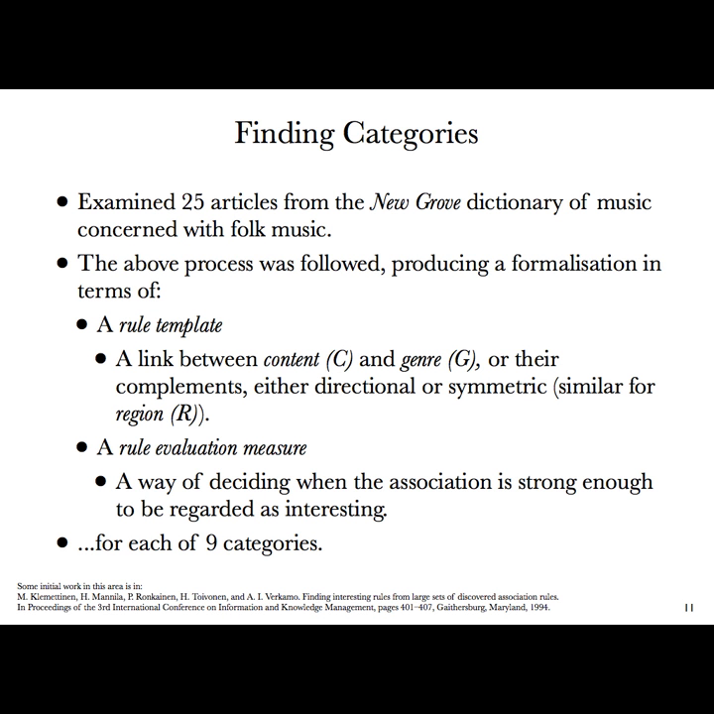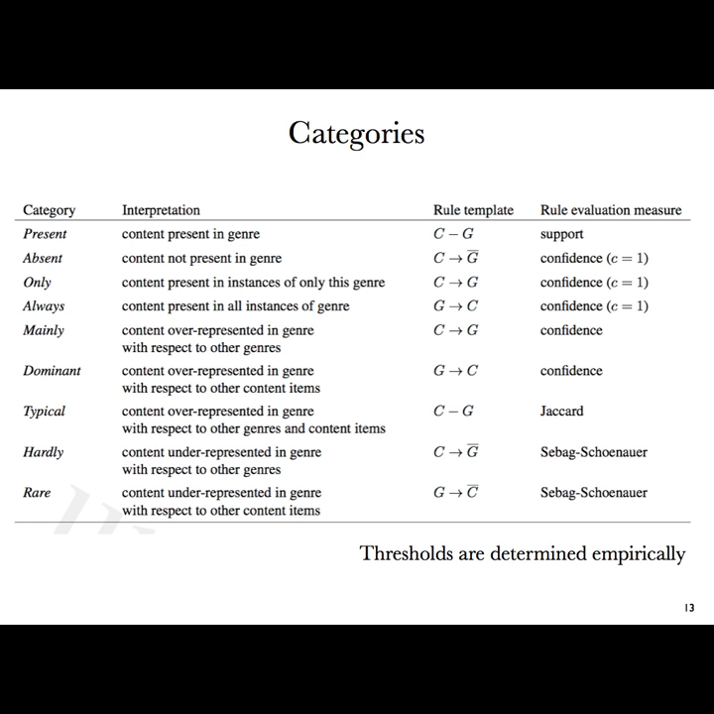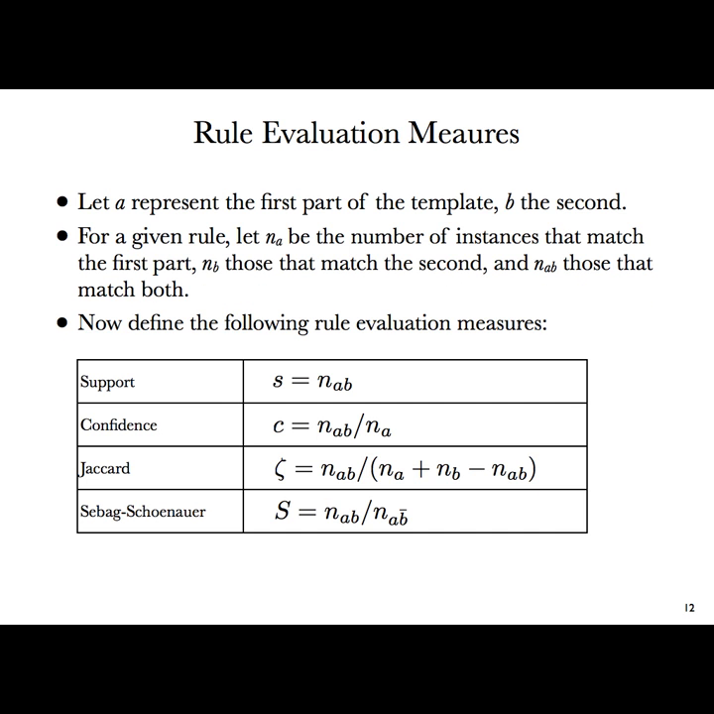We came up with 9 categories of things, which, let me do it the other way around. So they're the 9 categories. So is a content piece present in a genre? Is it absent? Is it found only in a genre? Is it always in that genre? Is it mainly? Is it dominantly? Is it typically? And so on. So these are the kinds of words that people use, the kind of concepts that people use when they're talking about this sort of thing. So we formalise that a little bit. And then we've got these rule association measures.